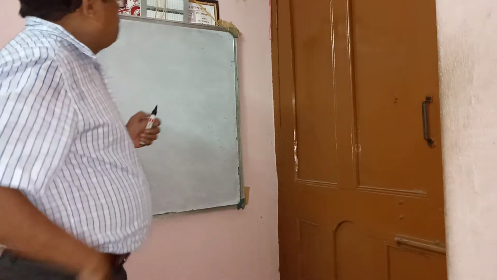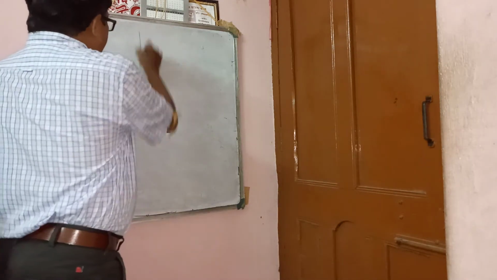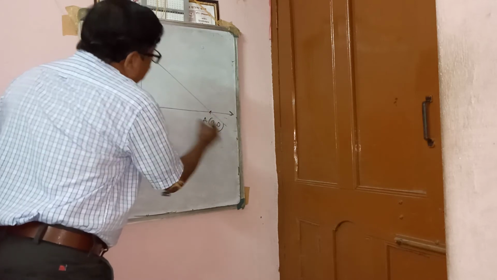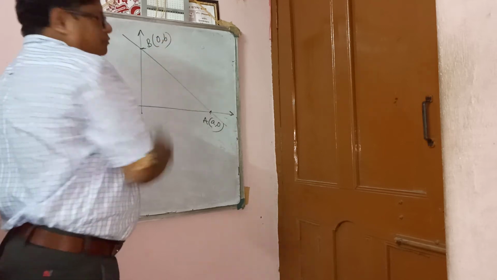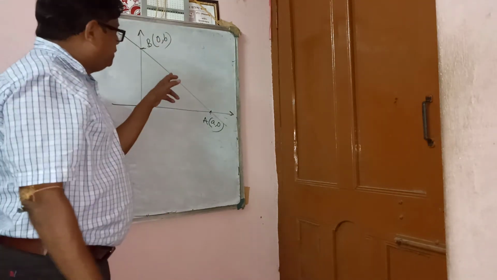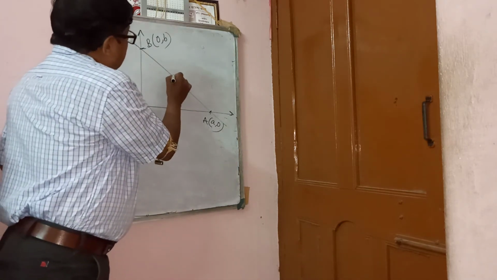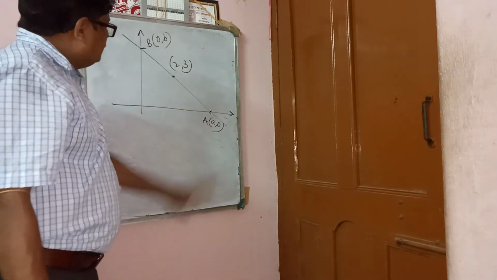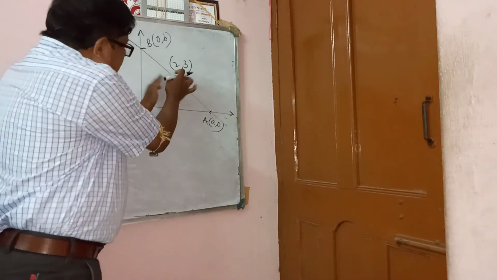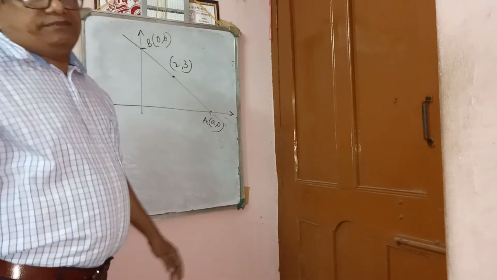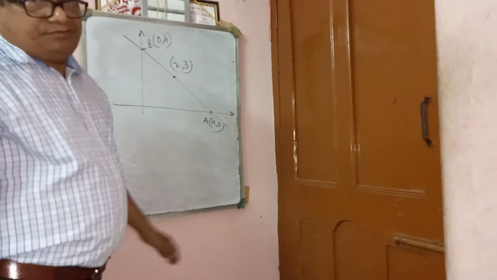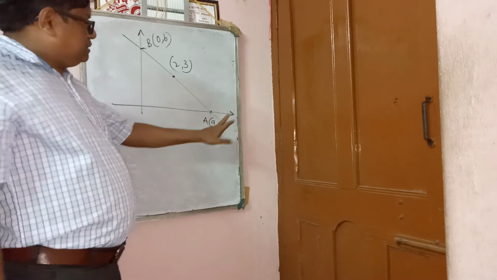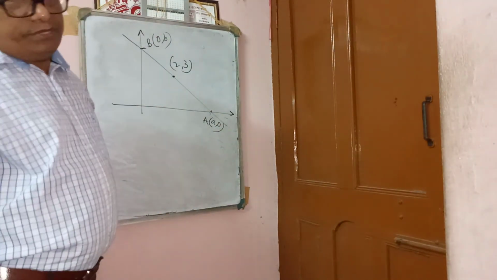Suppose a straight line passes through the point (2, 3) and intersects the x-axis at the point (a, 0) and the y-axis at the point (0, b). This line is bisected by the point (2, 3), the same point. Then what is the equation of the line?